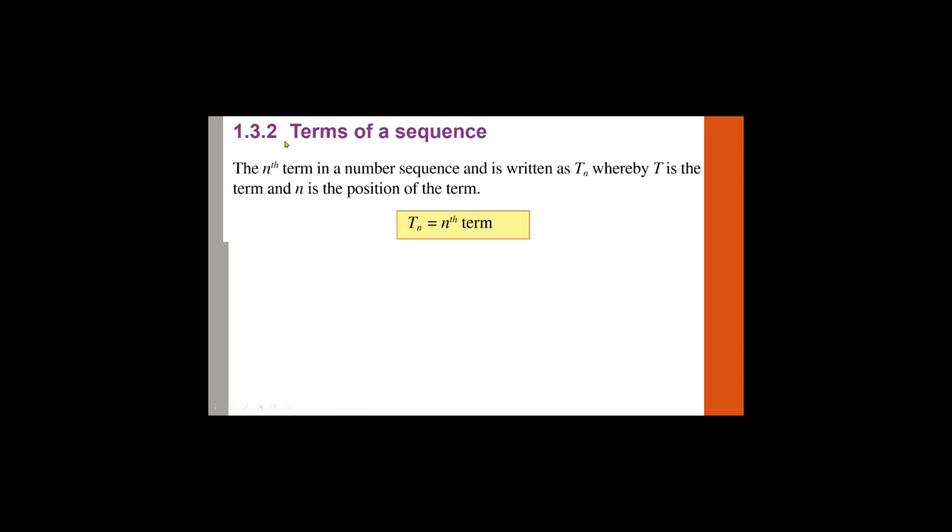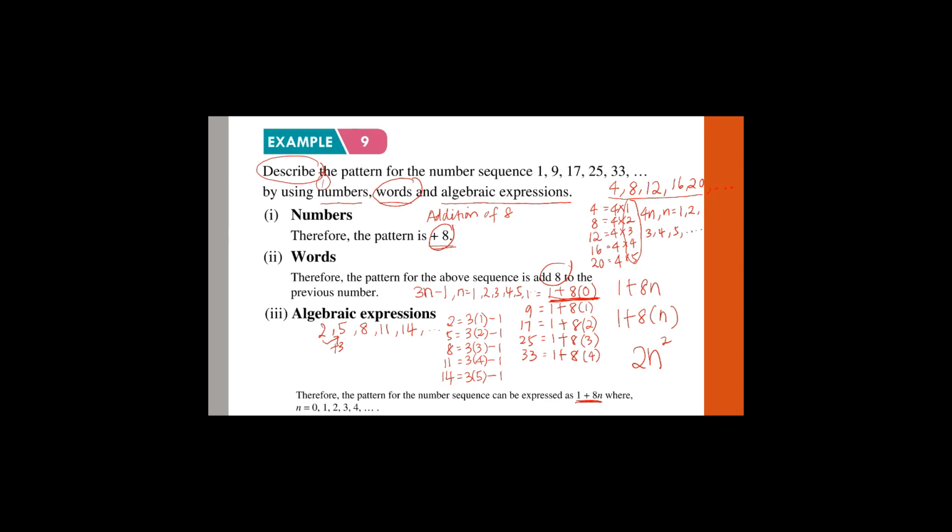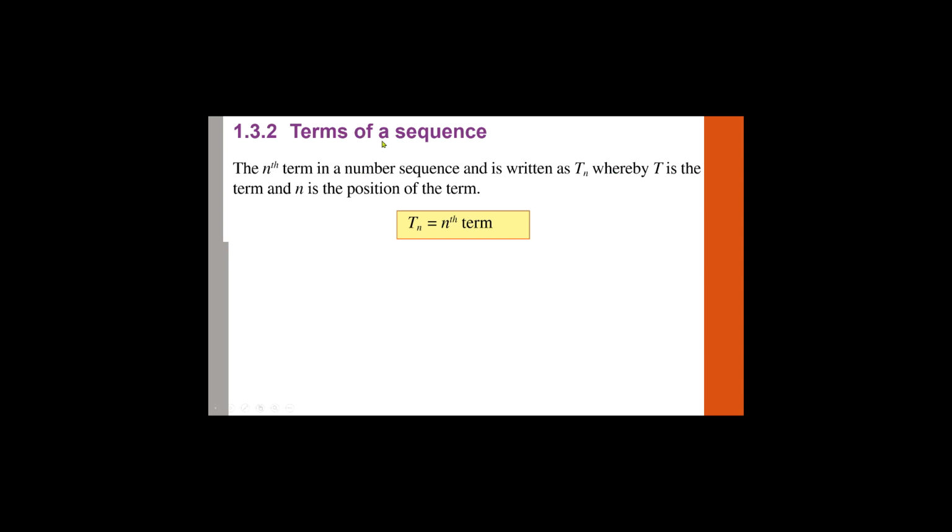Okay, now we enter into 1.3.2. It's about the terms of a sequence. So in a sequence, we will have many terms like the previous number sequence over here. You can count this is 1, 2, 3, 4, 5. We have 5 terms over here. Okay, that is the meaning of term of a sequence. The nth term in a number sequence is written as Tn, whereby T is the term and n is the position of the term. So term n is the nth term. That's the meaning here. Okay, we look at an example here.